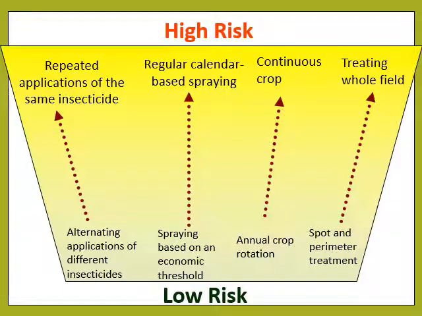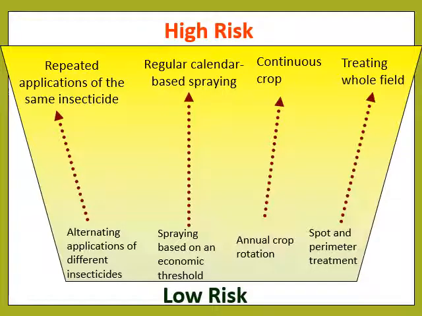So you can compare a lot of these on the spectrum. It's very informative. On the low end, alternate applications of different pesticides. On the high end, repeat applications of the same pesticide. On the low end, base your spraying on an economic threshold. On the high end, just spray on the calendar, for example, every 2 weeks, regardless of what's going on.